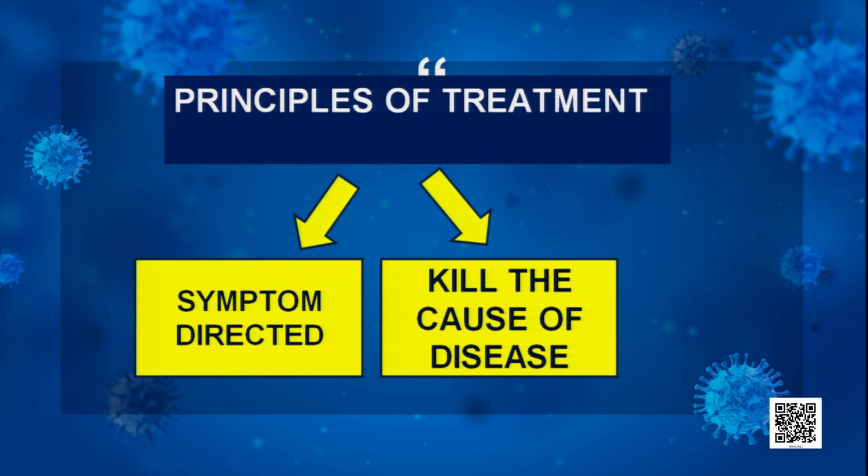However, in the second method, the aim is to kill the cause of the disease. Here the treatment involves the complete killing of the pathogen, which is the causative agent. So here there is complete recovery from the disease, and in this case you have to complete the whole course of antibiotic and obey whatever instructions the doctor has given. So the two methods are understood: one is symptom directed, another is to kill the cause of the disease.